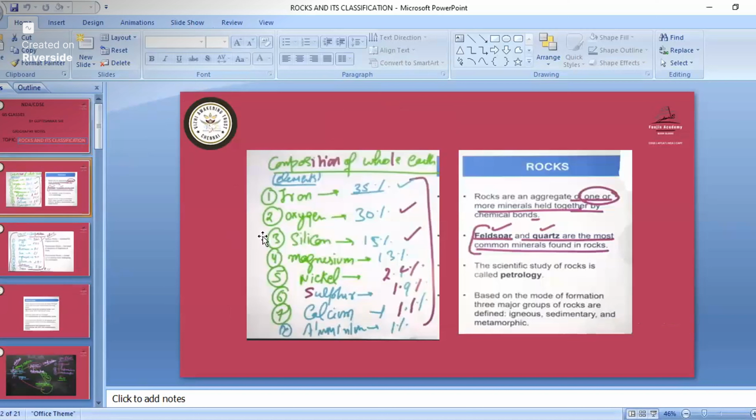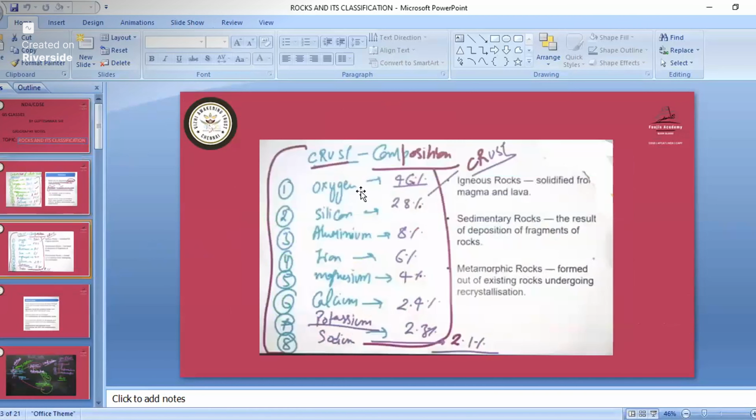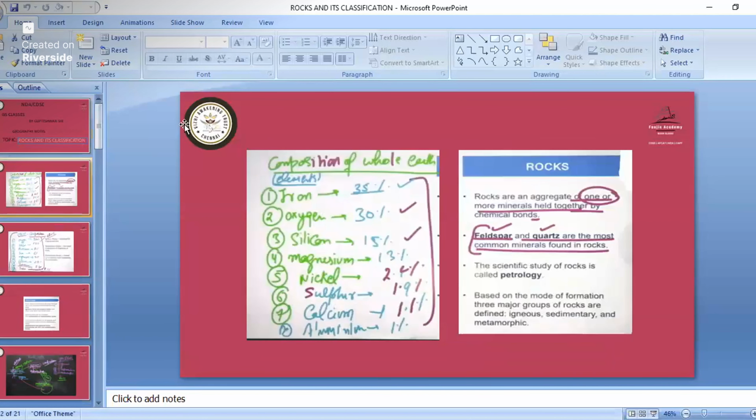So, today, we'll start with rocks. Yesterday, in some parts, we forgot to cover the composition of the whole earth. In yesterday's class, we covered the composition of crust, where oxygen is the highest, at 46%. But in the composition of the whole earth, iron is the highest.